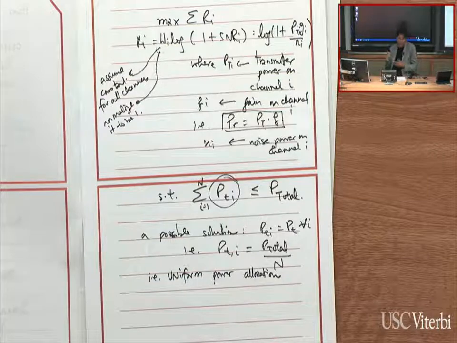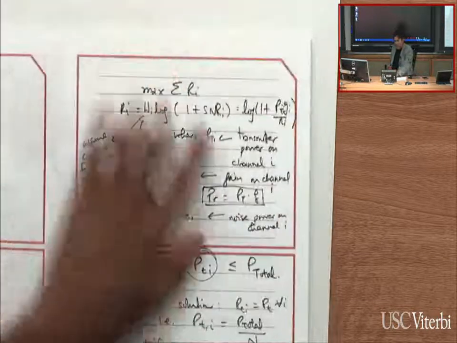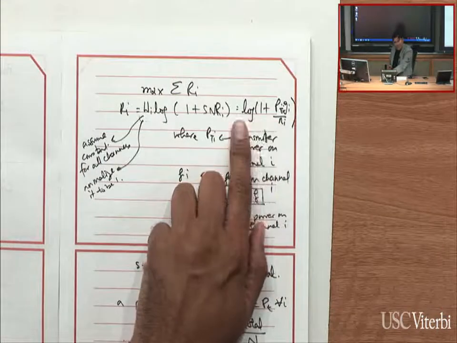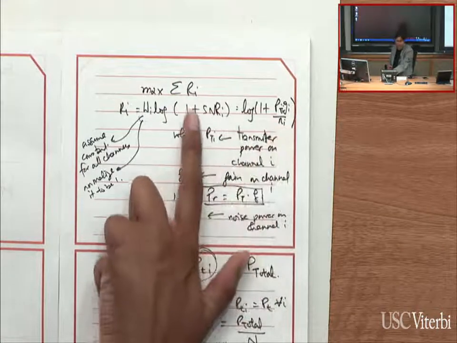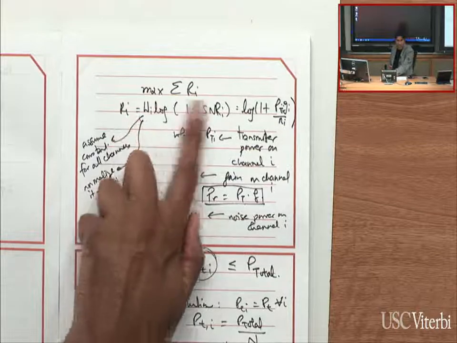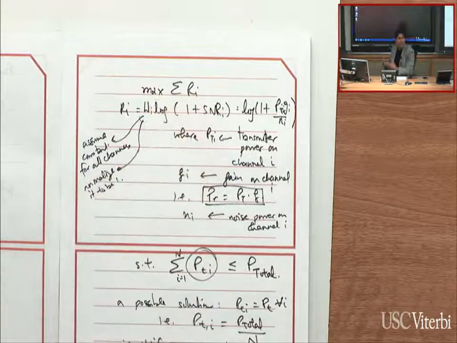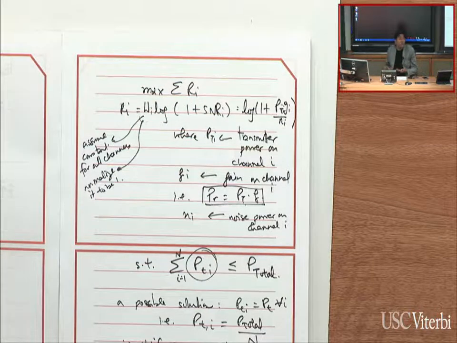So you could say I'm going to just make every channel the same power, and then I'm going to transmit. I'll get a certain SNR in that case, and the log of that SNR is going to be the rate for that channel. I'll just add that rate for all the channels. That'll be the total rate I get. The question is, is this the best you could have done? And the answer turns out to be no.